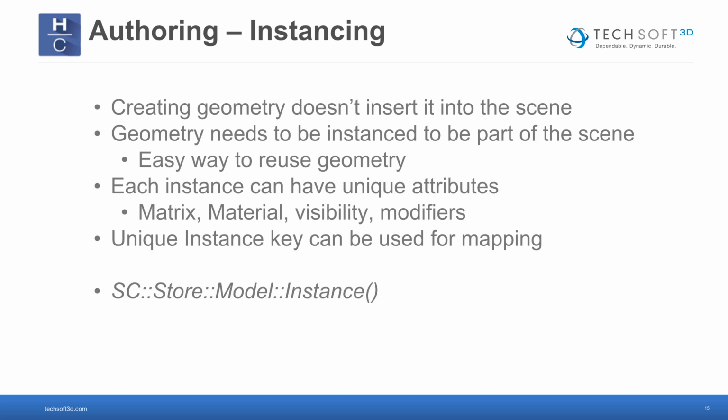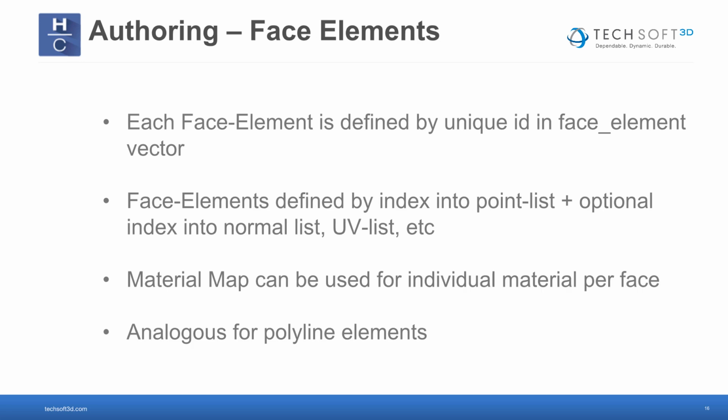And the function that we use to create an instance is the SC store model instance function. This function has a number of different overrides, so we can specify some default values if we need to. But this is kind of the main entry point to creating instances.